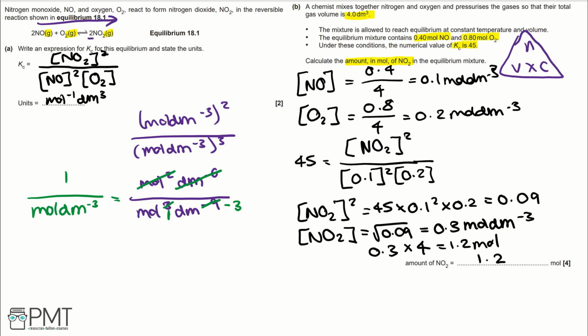To get the 4 marks for this question, you get 1 mark for working out the concentration of nitrogen monoxide and oxygen. Together that gets you 1 mark. You get your second mark for working out the concentration of nitrogen dioxide squared, which is 0.09. And then you get your third mark for rooting 0.09 and working out the concentration of nitrogen dioxide. And your final mark for working out the moles, which would be the concentration times 4 or volume, and writing 1.2 on your answer line.